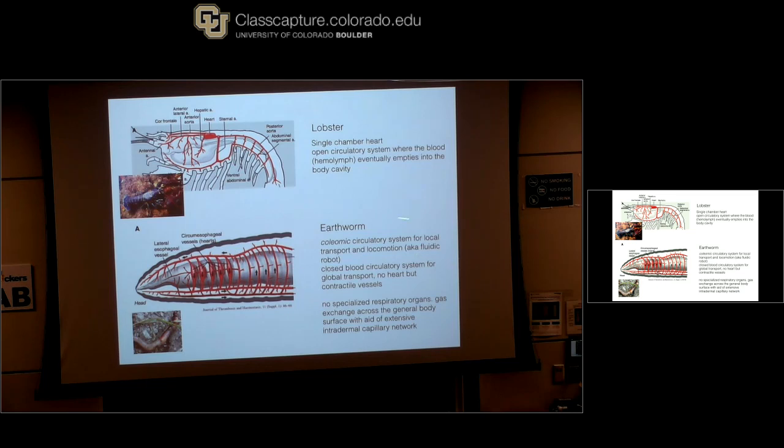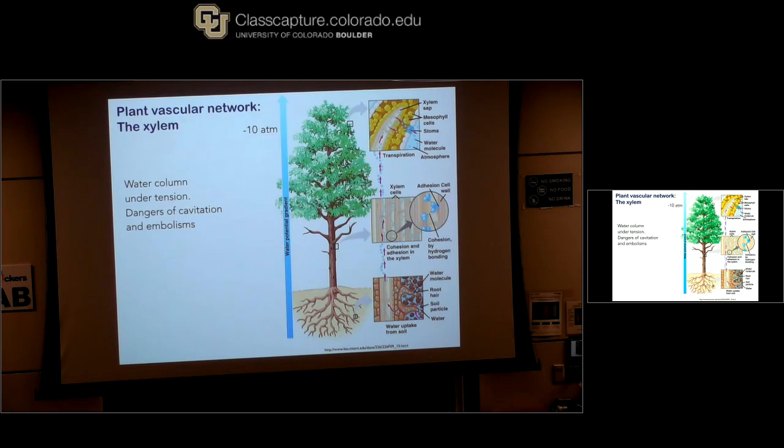And also, on top of it, it has another circulatory system, which is called the coelomic circulatory system, which is for local transport around the organs, but also for locomotion. It's like a fluidic robot, although it is unfair for me to call it a robot, given that this came first and the actual robot second. Now I'm going to completely switch gears and tell you about something else that also has a circulatory system, which in my opinion is even more interesting than the animal ones, and these are plants.